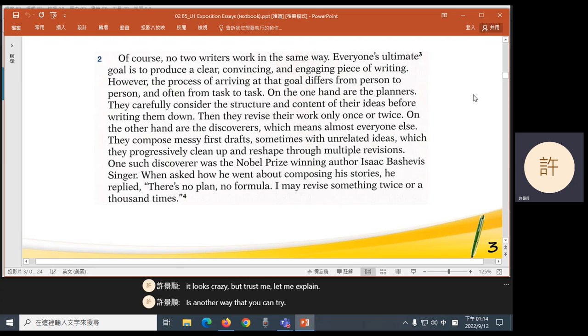So this paragraph gives us the basic structure of the explanation. Two groups of people. So we can expect that this essay will then talk about one group, and then talk about the other group.